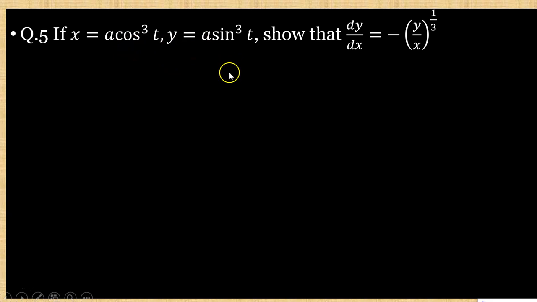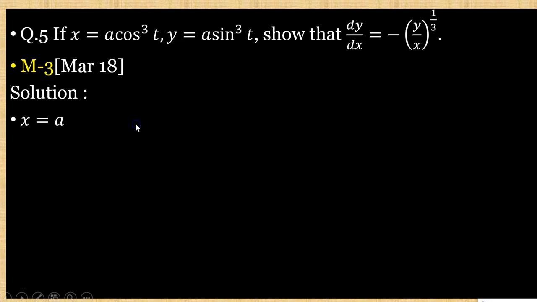Now the question number 5. If x is equal to a cos cube t, y is equal to a sin cube t, then show that dy by dx is equal to minus (y upon x) raised to 1 by 3. This example was asked in March 18 for the March 3. Now the solution.